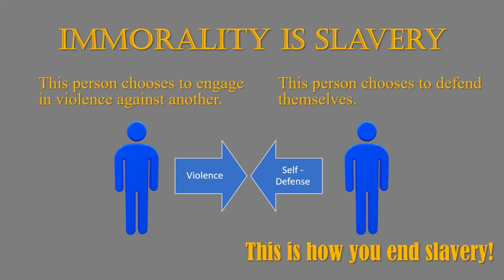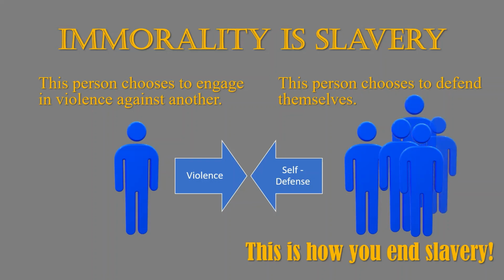Now, there's a different situation here. We have the person, and this person chooses to engage in violence against another. There's the arrow indicating the violence. But now you have the person who's having the violence engaged against them. This person chooses to defend themselves, and you got the self-defense arrow going straight towards the violence arrow. And this is how you end slavery. On a one-on-one basis. This is how you end it on a one-on-one basis.